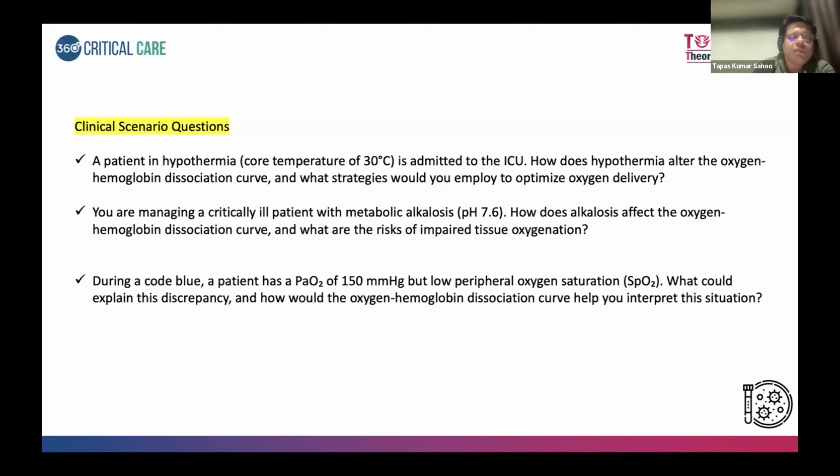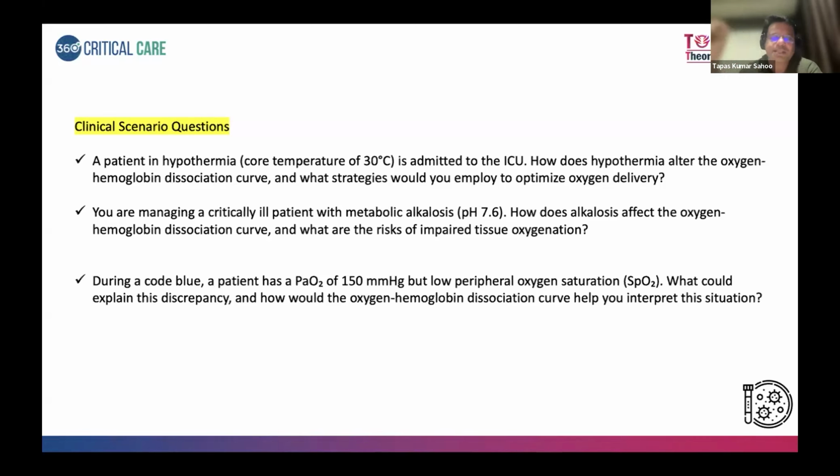Now, the second one: you are managing a critically ill patient with metabolic alkalosis, pH of 7.6. How does alkalosis affect the oxygen hemoglobin dissociation curve, and what are the risks of impaired tissue oxygenation? Now, the third one is quite interesting. During a code blue, a patient has a PaO2 of 150 millimeters, but SpO2 is very low, hardly 35 to 40%. What could explain this discrepancy, and how would the oxygen hemoglobin dissociation curve help you interpret this situation?